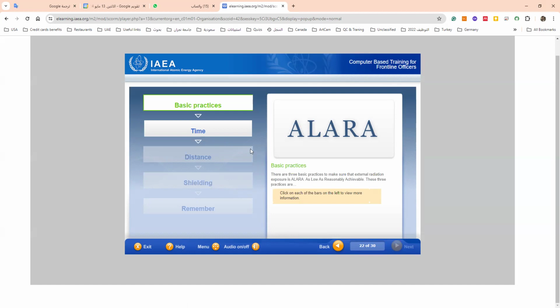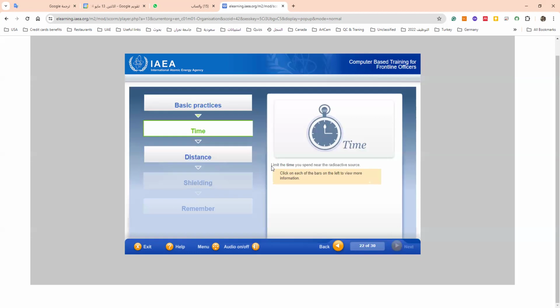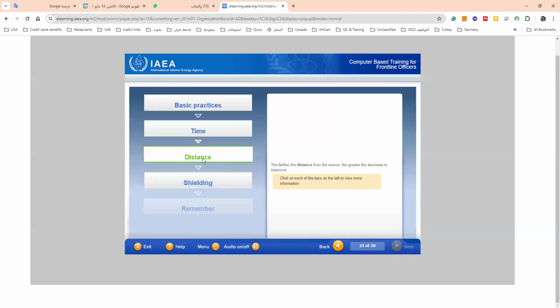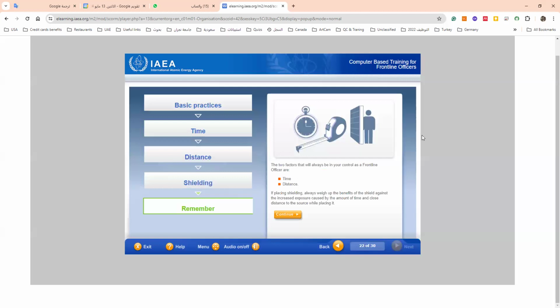There are three basic principles to make sure the external radiation exposure is ALARA. They are time: we have to limit or reduce the time when we deal with the radiation. The second golden rule is distance: we have to increase the distance, so the greater the distance, the lower the exposure. Radiation can be absorbed or reduced by a material placed around it, what we call shielding, okay? And remember, the two factors that will always be in your control are time and distance.